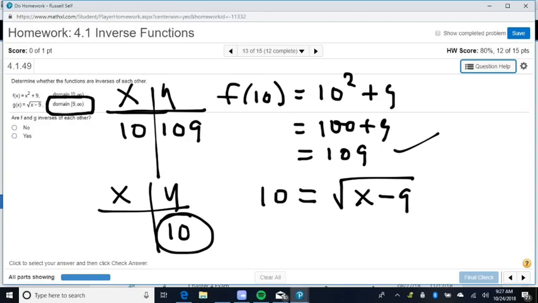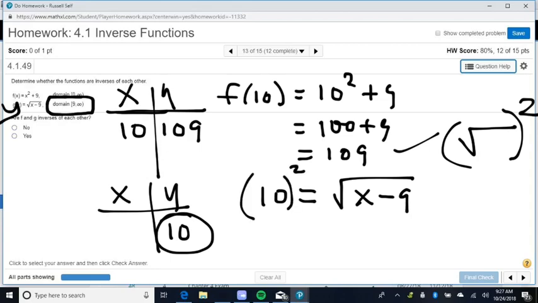Right? Remember, because g of x is the same as saying y. Okay? So we put in our y. We've got to get rid of this radical. Remember that the opposite of a square root is a square. If you square something, it gets rid of the square root. But you've got to do that on both sides. Remember, whatever you do to one side, you have to do to the other.